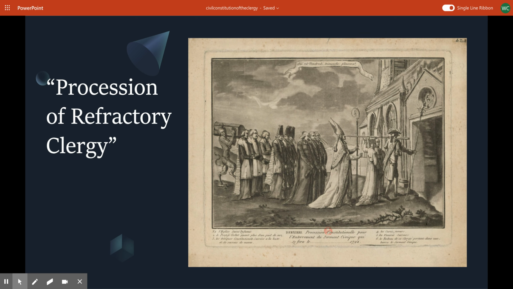So here is a cartoon that is from the point of view of someone who supports the civil constitution of the clergy. This is the procession of refractory clergy, showing these refractory clergy with long noses, as you can see here. And this is actually an anti-Semitic gesture, making them out to look like Jews who are seen as being outside of the French nation. So keep in mind that anti-Semitism appears throughout European history and didn't originate just with Hitler, okay?